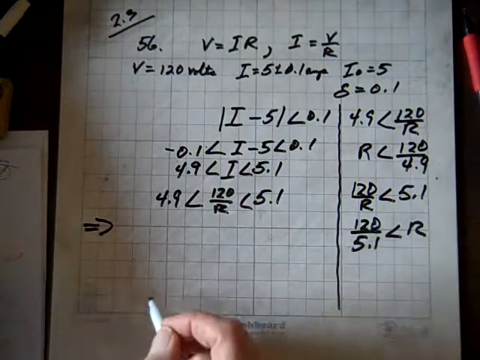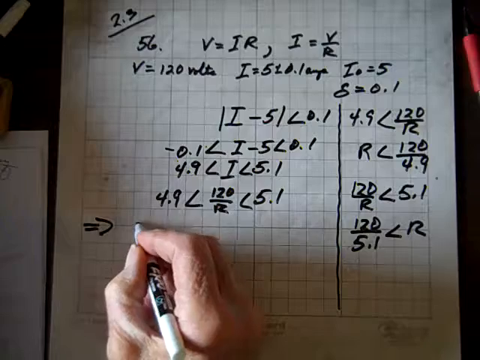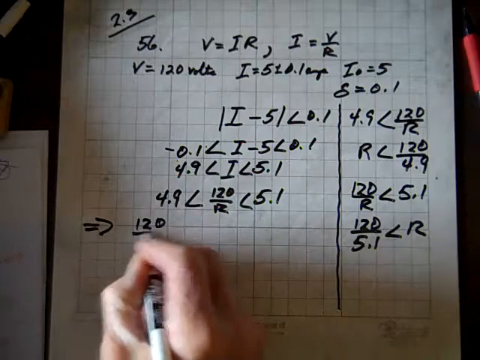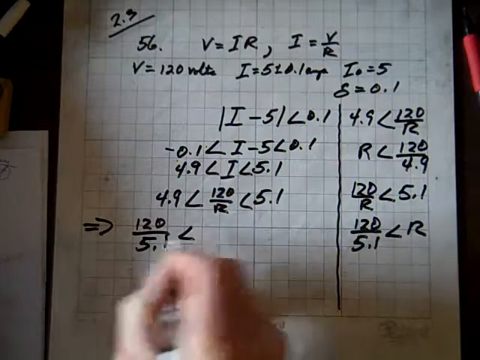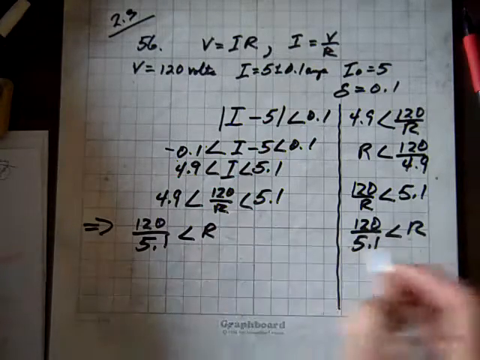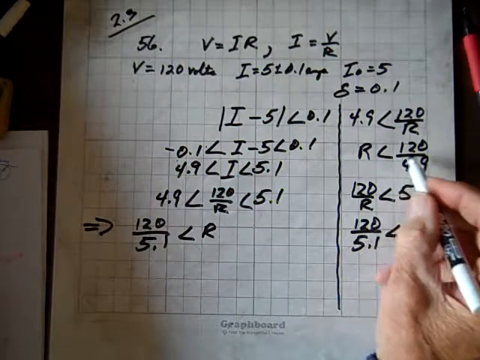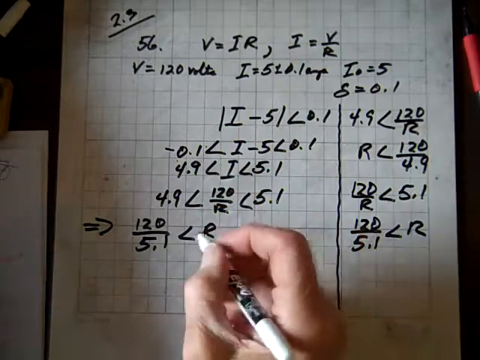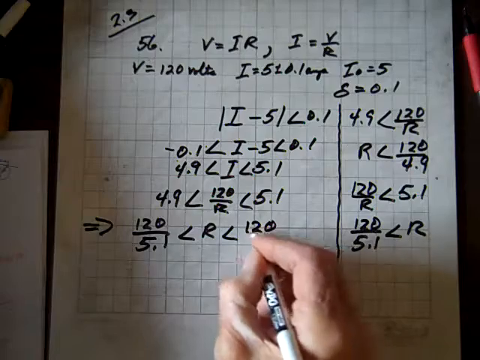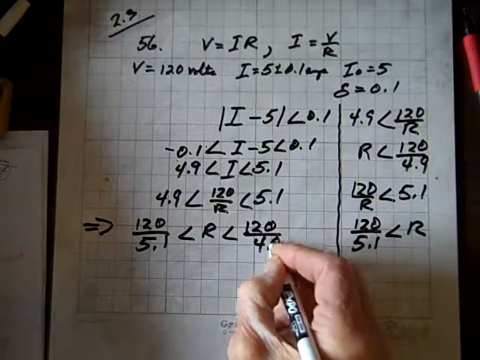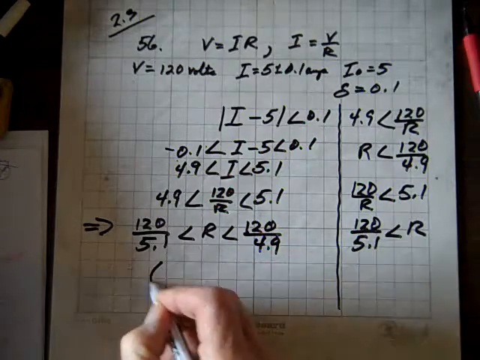Now, we have R isolated, we can write another combined inequality, and that's going to be 120 over 5.1 is less than R, which is less than 120 over 4.9, and there's our open interval.